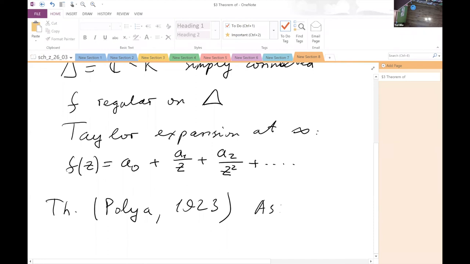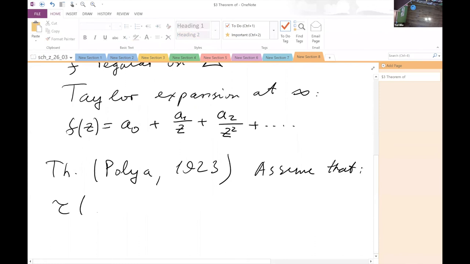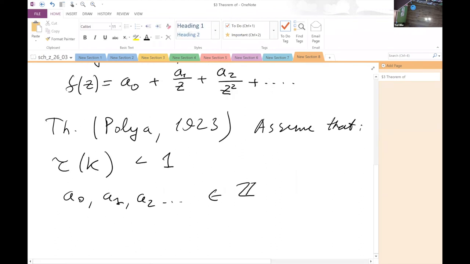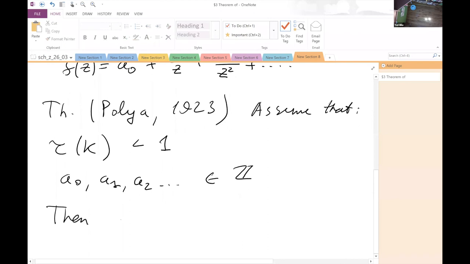Assume two things. First, the transfinite diameter is strictly smaller than one. And second, that the coefficients are integers. Then it is only possible when f is a rational function.